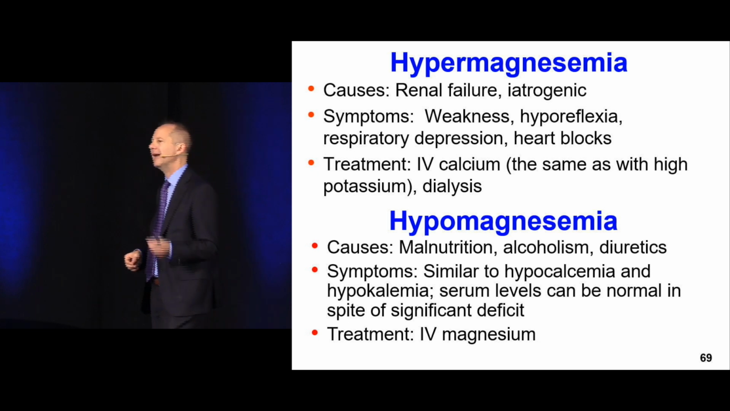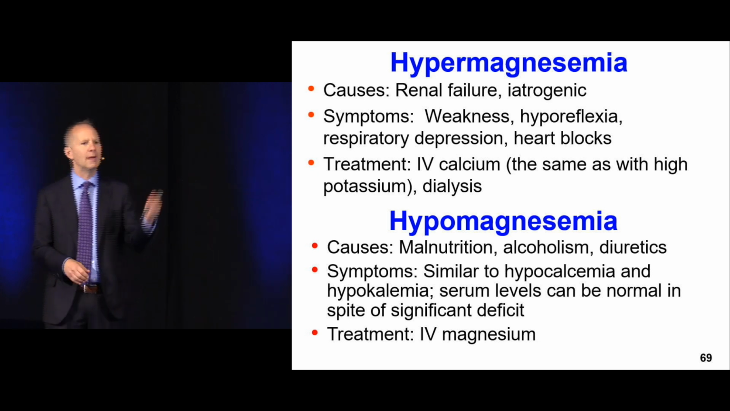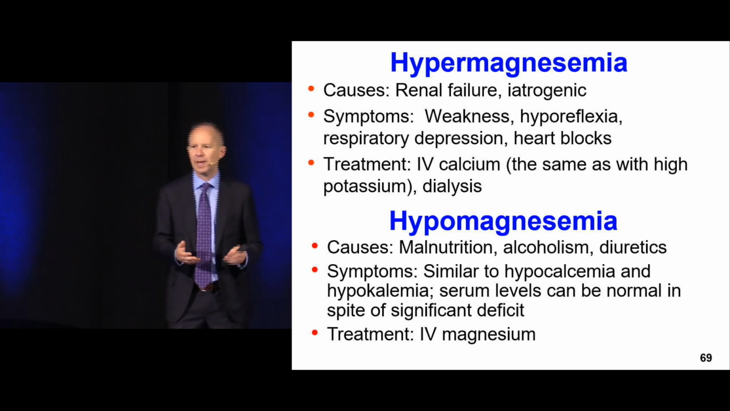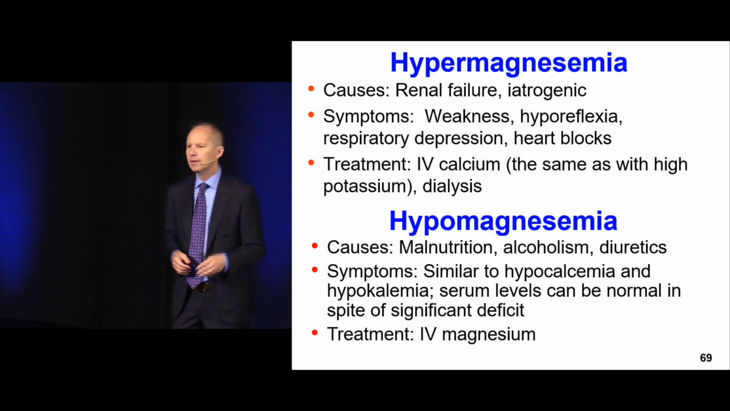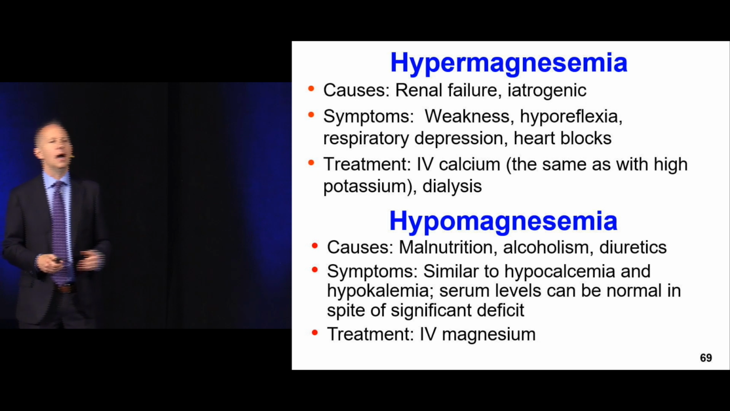The antidote for magnesium is calcium. So when they're hypermag, you give them IV calcium. And of course, you can do dialysis as well, particularly if they're a dialysis patient, get the magnesium off, okay? So calcium is the way you treat high mag. You don't see it that often.